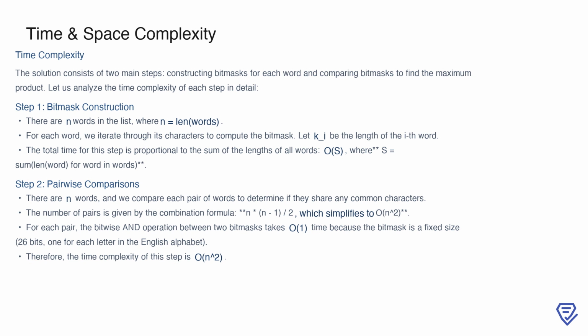Moving on to the second step, we compare every pair of words to check if they share any common characters. Since there are n words, the number of pairs is given by the combination formula n*(n-1)/2, which simplifies to O(n²). Each pairwise comparison involves a bitwise AND operation, which is O(1), because the bitmask size is fixed at 26 bits. Therefore, the time complexity of this step is O(n²).